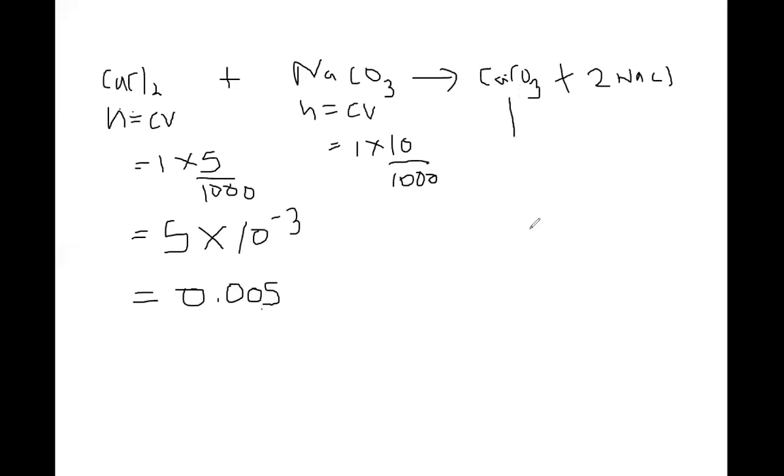Calcium carbonate also will be formed. Here, what is the amount used up? Only from 10, 5 only used up. From this also the same amount will be utilized, 5 into 10 to the minus 3. So 5 into 10 minus 3 will be left. So that means 0.005.